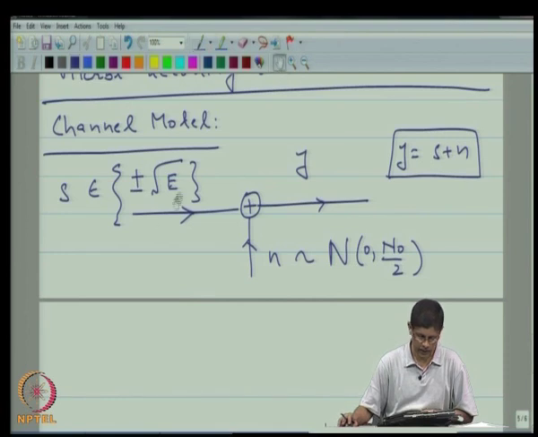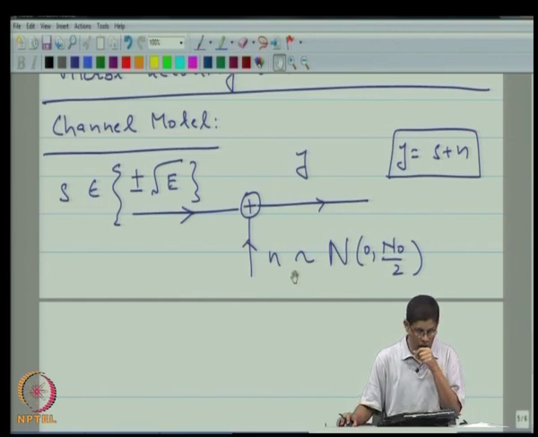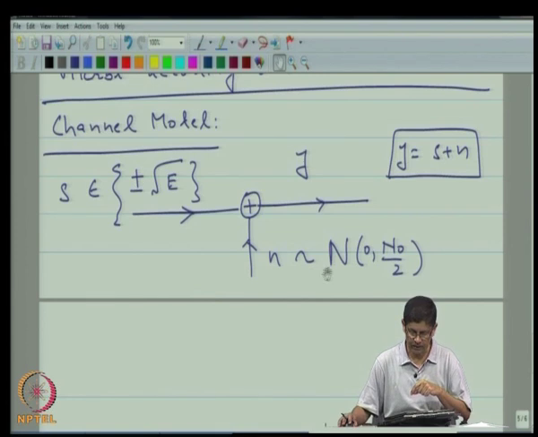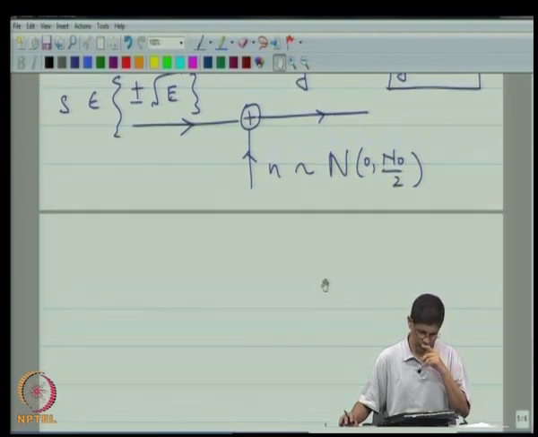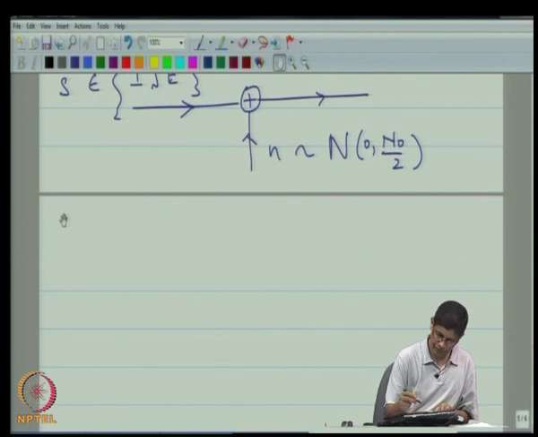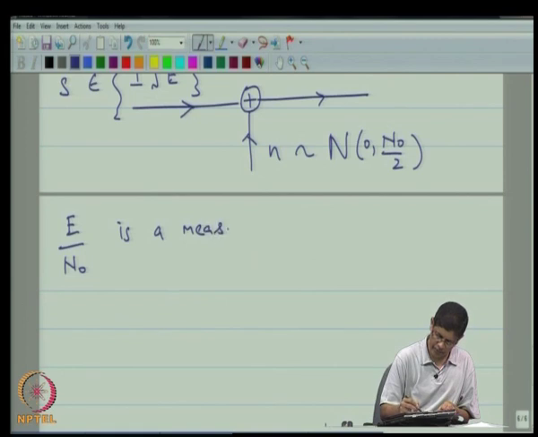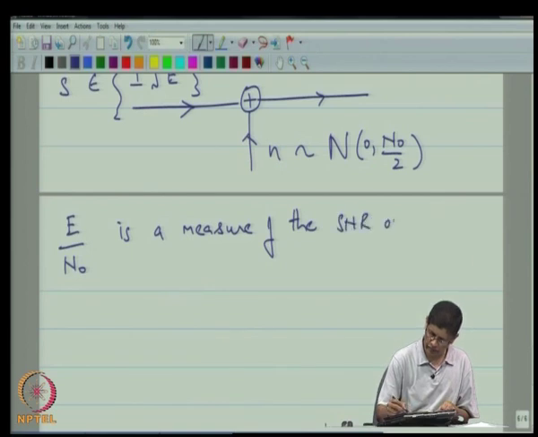What we will be doing is using this channel over and over again, and from one use to the next, we will assume that the noise samples are independent. E by N0 is a measure of the SNR on the channel.